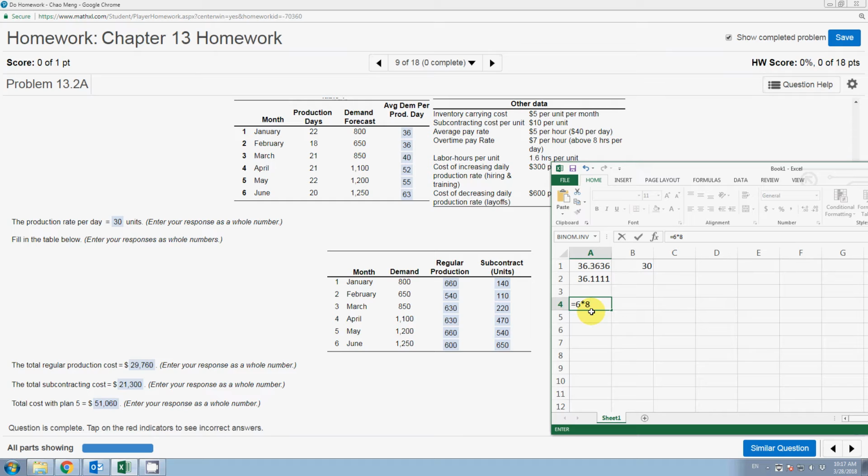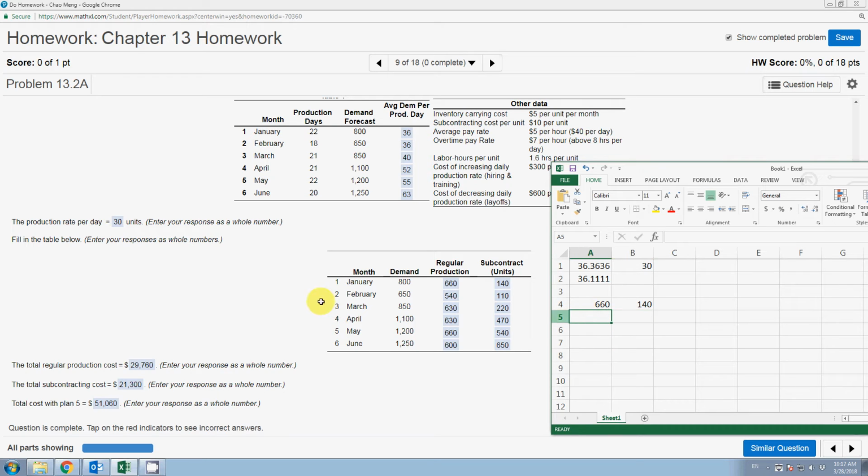And how many days do we have? We've got 22 days. And how many products can we produce? Divided by 1.6, we get codice codice production from the regular capacity, and the rest of the demand will be subcontracted. So that's going to be 800, the total demand, minus the regular in-house production, so that's going to be 140 for subcontracting.